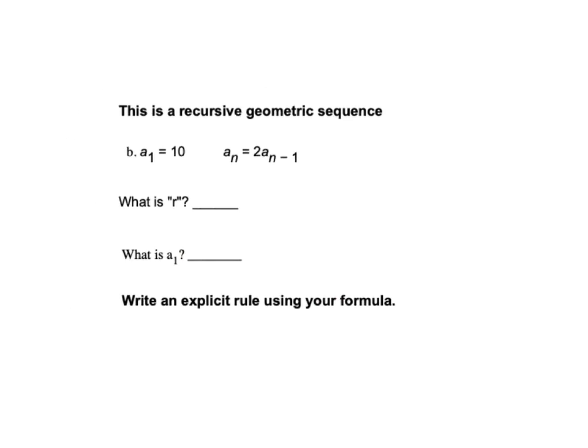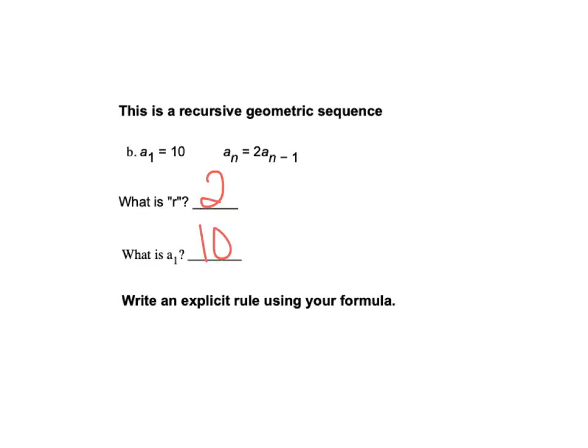Okay, this is a geometric sequence because it's being multiplied. We have an a sub 1, and we have 2 times a sub n minus 1. It's easy to find our common ratio. Our common ratio is 2. Again, geometric sequences are way easier. Our a sub 1 is 10.